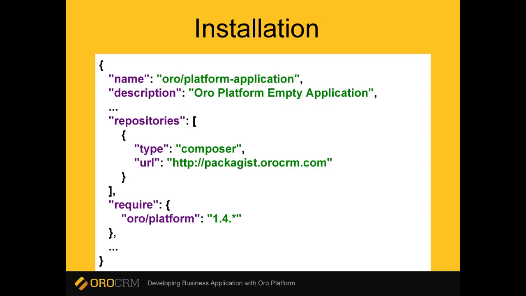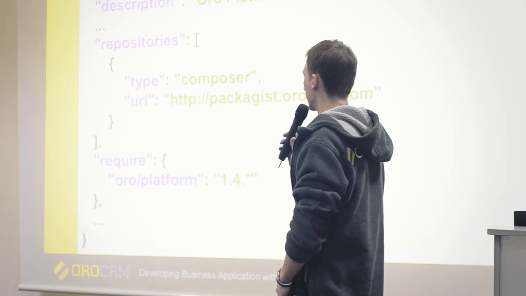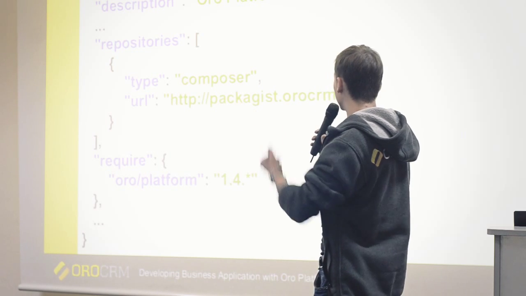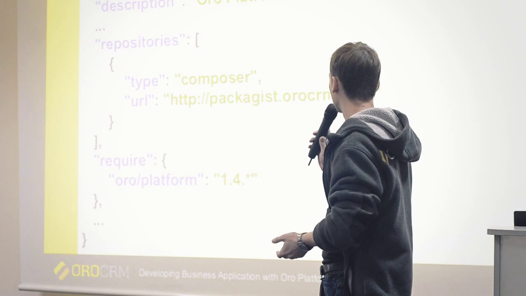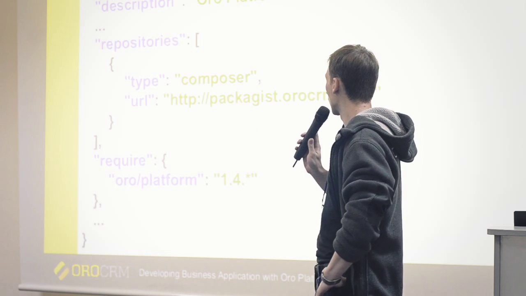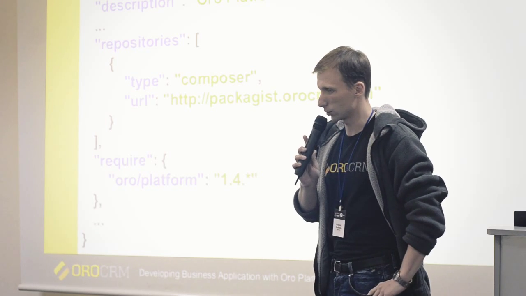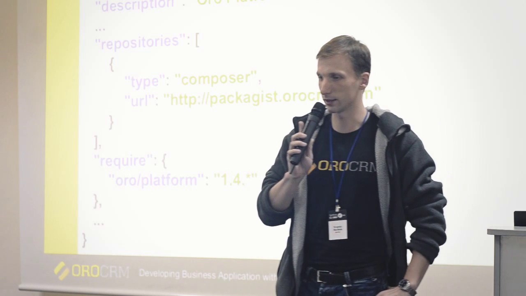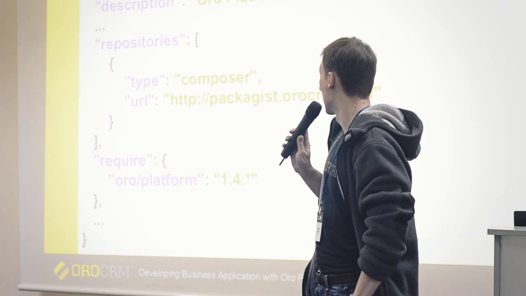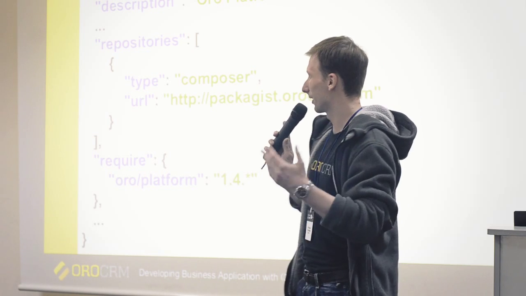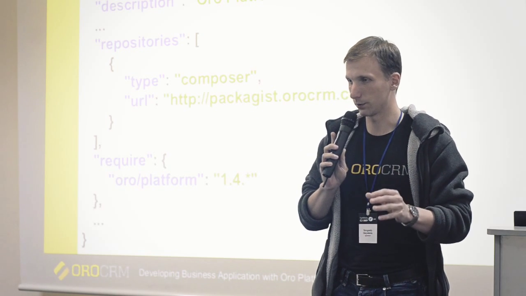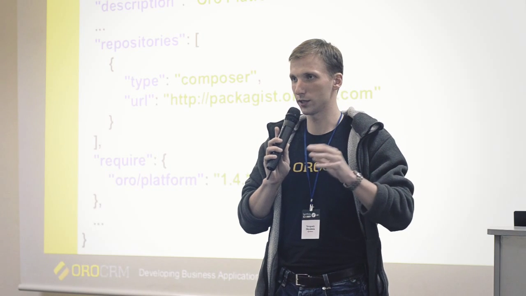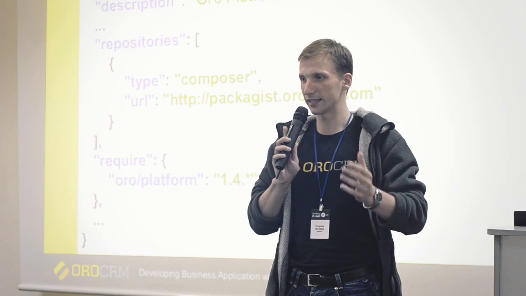Let's start from something easy. Let's start from installation. We're using Composer as a basic tool to install an application. So just set up a simple Composer script: name, description, repositories. We have our own packages, which are used to install extensions, and I will explain what an extension is. You see, the platform is a framework, and you can combine any applications together. For example, we have an application called Aura CRM, and basically CRM is an extension to the platform.